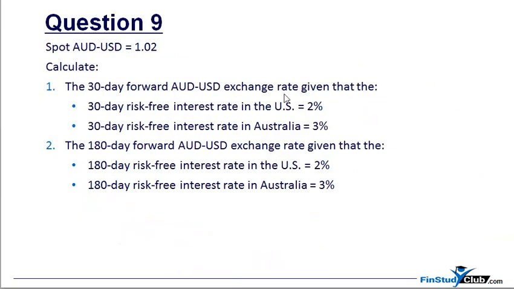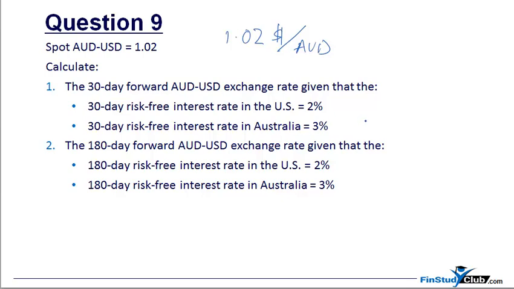So moving on to the next one, the spot Aussie dollar US dollar is given to us. So let's try and interpret this. This I would take it as 1.02 US dollar by Aussie dollar. May I say that? Okay, carrying forward the previous question's convention. So if that be so, we're supposed to find out the 30-day forward Aussie dollar US dollar exchange rate, given that the 30-day risk-free interest rate in the US is 2%, the 30-day risk-free interest rate in Australia is 3%.